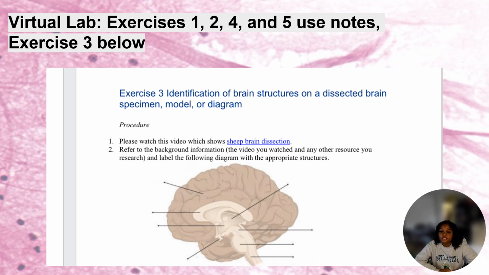And then exercise 3, which I have a screenshot of below, says you're going to watch this video. You click on the link and it takes you to the sheep brain dissection, which is a YouTube video. And from that, you're going to refer to the background information from that video, and you're going to label the diagrams with the appropriate structures, okay? Because in class, you would be able to dissect the sheep brain, but since it's virtual, you guys are going to watch the video, okay? And that's pretty much it.